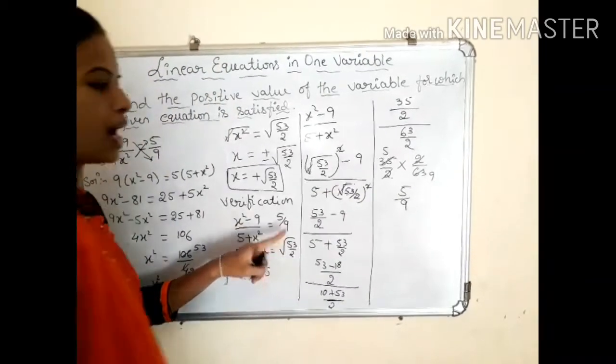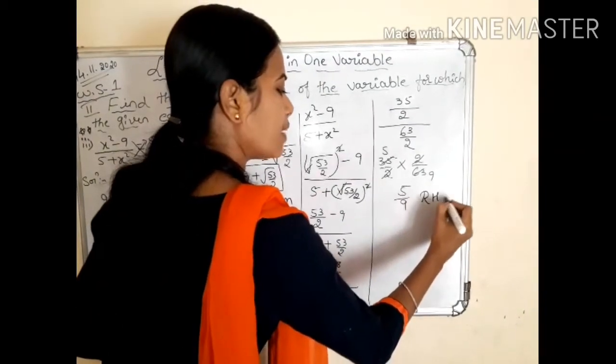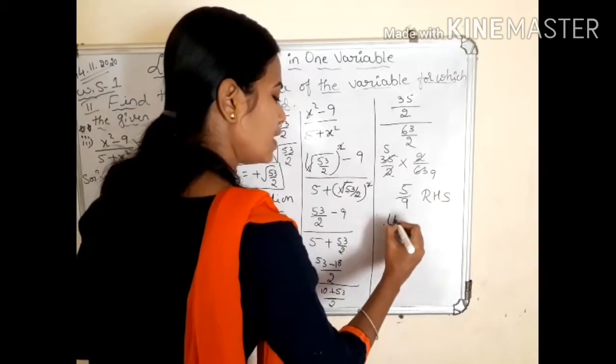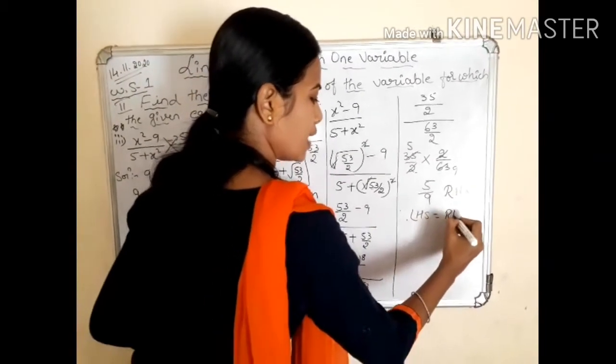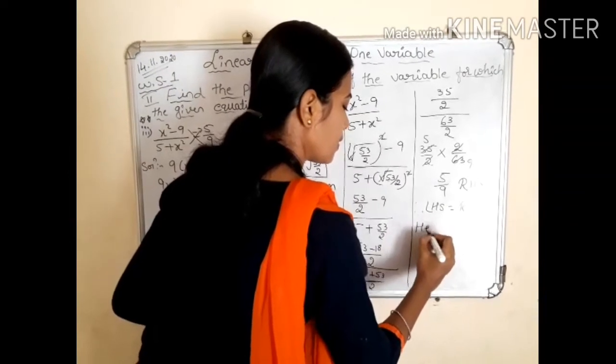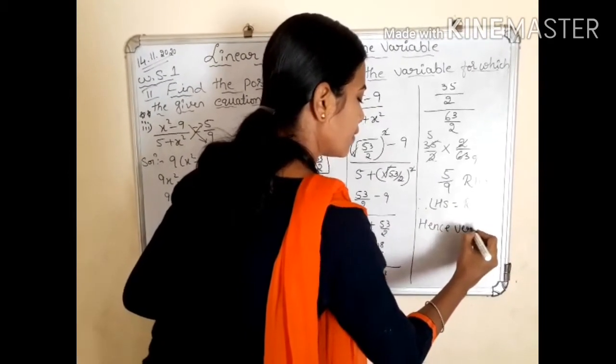Here we proved the RHS: we got 5/9. Therefore LHS equals RHS, hence verified.